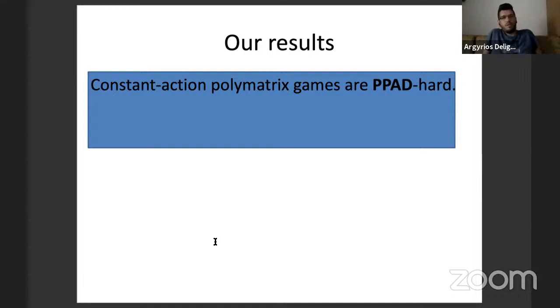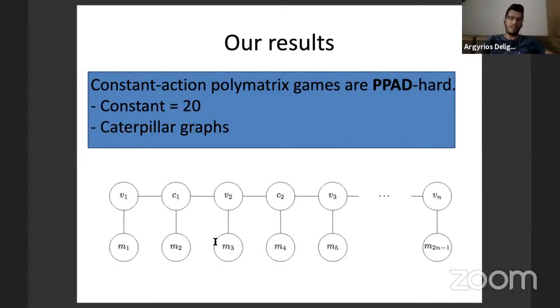What we showed is that constant-action polymatrix games are actually PPAD-hard. And by constant, we have a really nice small constant, which is 20. And the graph has to be relatively simple. Actually, this is the graph that we need in order to derive our PPAD-hardness results. By the way, Martin, if I go over time, feel free to interrupt me. And if any of the participants have questions, feel free to ask.